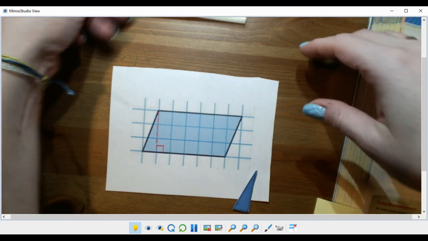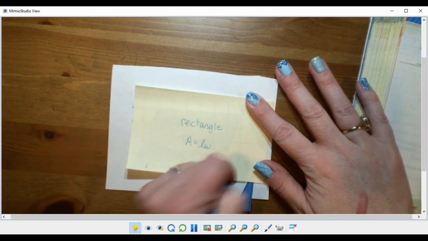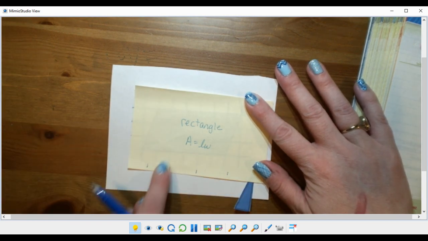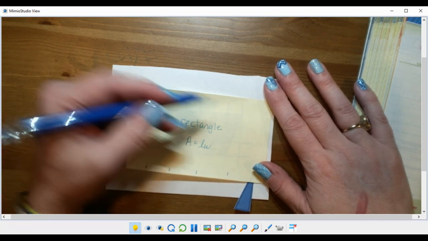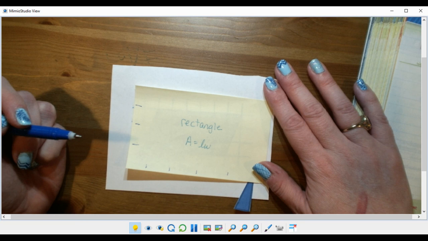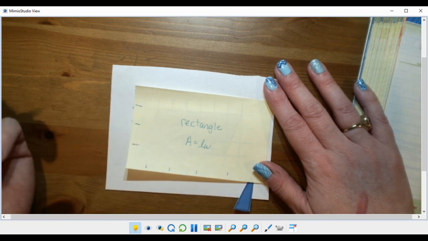Okay, so if I go back to my rectangle, let's say that I have this where it's 1, 2, 3, 4. There's 5 squares across, if you can imagine the grid, and there's 4 squares high. So this rectangle would be covered by 20 squares. 5 times 4 is 20, 20 square units.